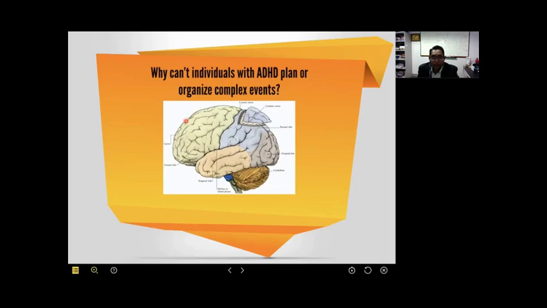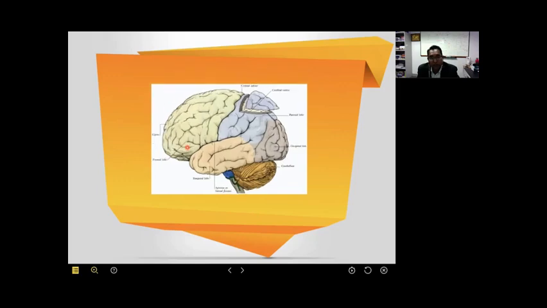So now, question: why can't individuals with ADHD plan or organize complex events? Well, research has suggested that there is one part of the frontal lobe, the prefrontal cortex, that is not as active as it is in regular individuals, or individuals without ADHD symptoms, and there is a direct connection between these two. It's because of that they lack the skills specific to organizing and planning information or events or complex things.